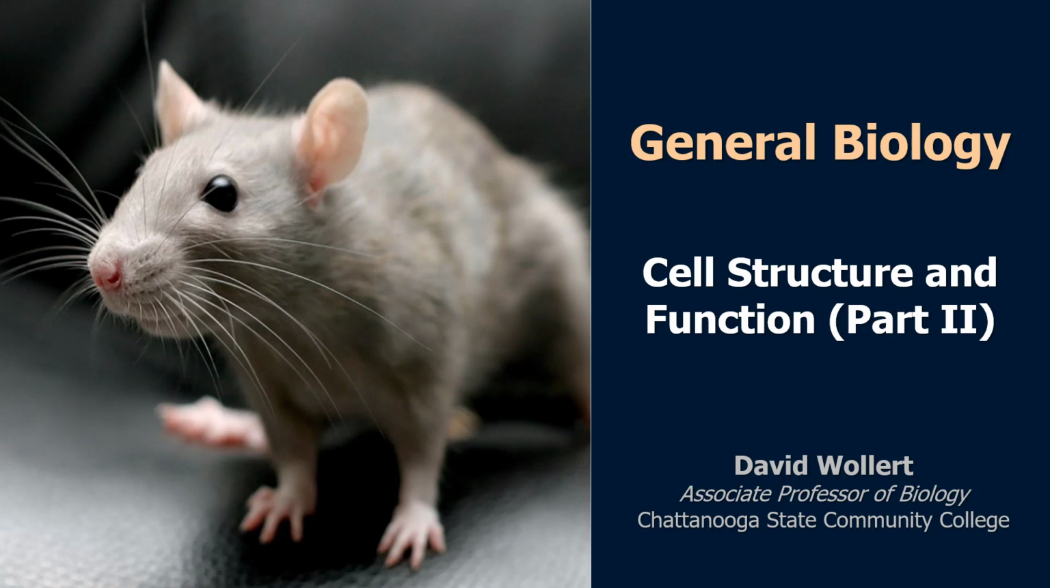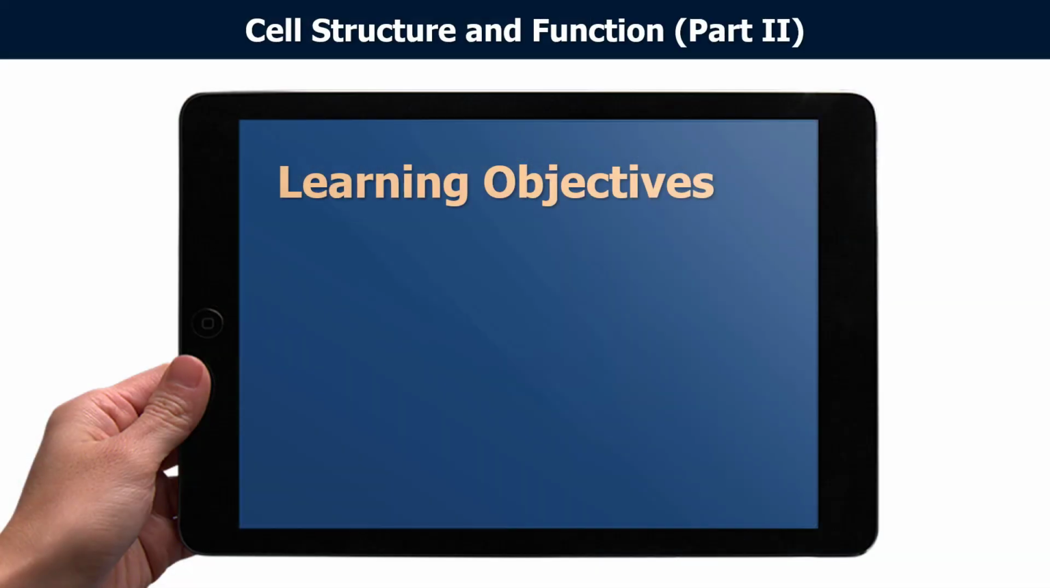So in Part 1 we looked at the discovery of cells and the cell theory, and we looked at the structural components of prokaryotic and eukaryotic cells, including a lot of organelles. What we didn't get to talk about much were membranes specifically, so that's going to be our focus in this session. So let's take a look at our learning objectives.